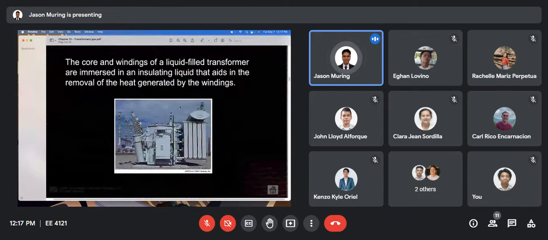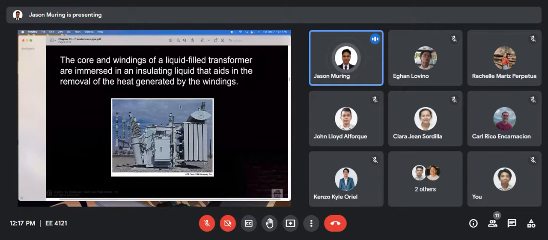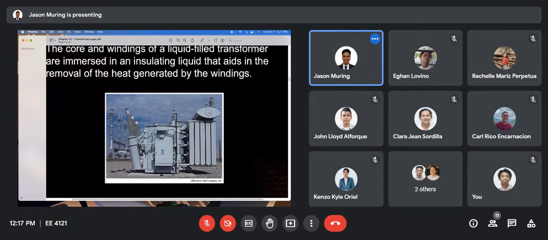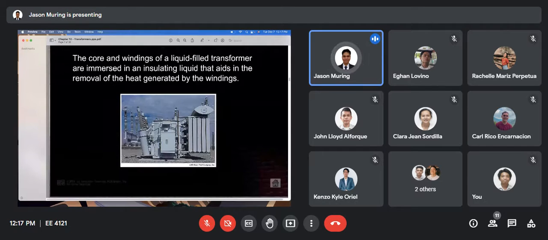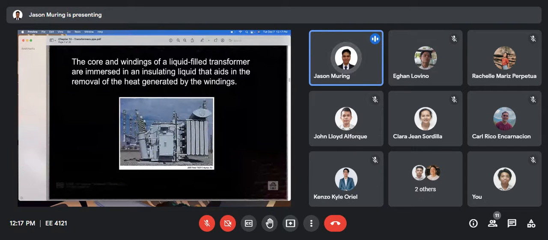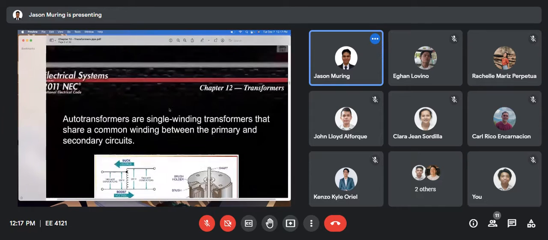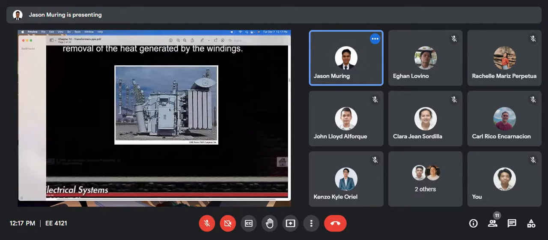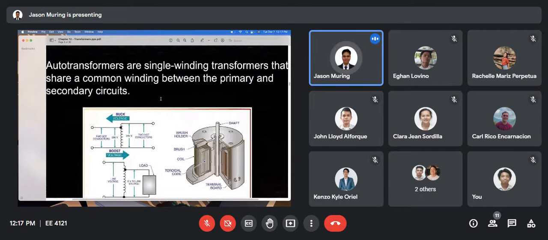Then we also have the liquid filled transformer or the oil immersed transformers. With this one, since it has oil, the construction is much more complicated, but it can handle more power than the dry type transformer.